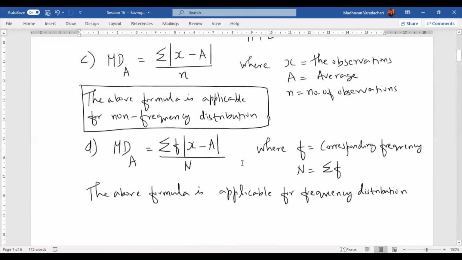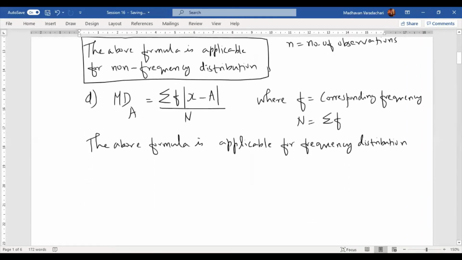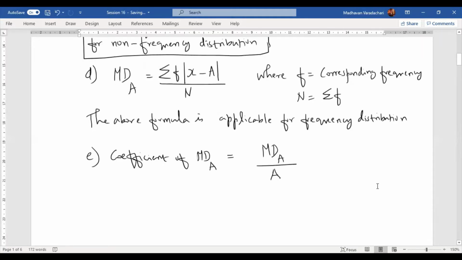Okay. Next is the coefficient of mean deviation about an average. That is calculated as whatever mean deviation about an average you calculated divided by the average. That will become your coefficient of the relative dispersion.